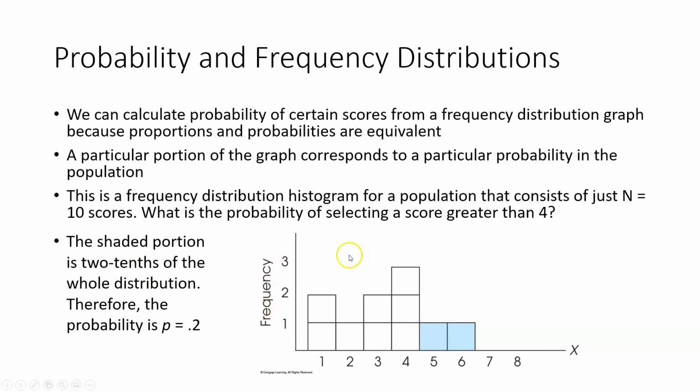This is a frequency distribution histogram for a population that consists of just 10 scores. I might ask, what's the probability of selecting a score greater than 4? These two shaded cells are 2/10 of the whole distribution. Therefore, the probability of selecting a score greater than 4 in this distribution is 0.2, or 20%.